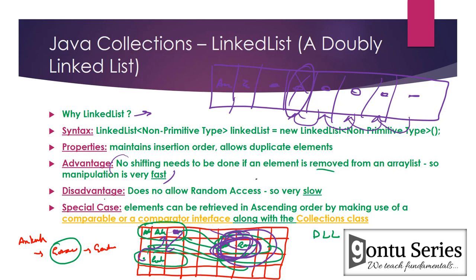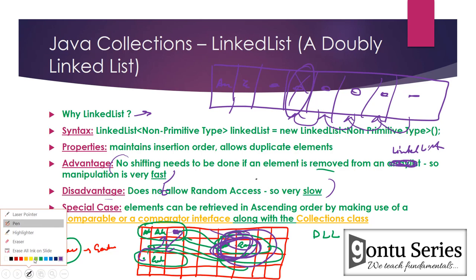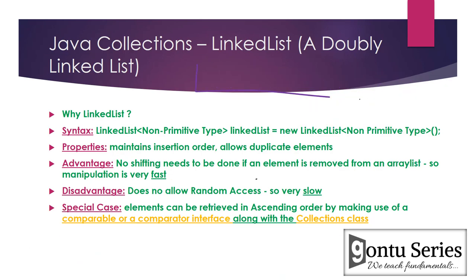Now what does this mean? Disadvantage: does not allow random access, so very slow. This is a linked list. What does it mean? It means if you have a linked list and there are 1 billion elements stored, and you have to access an element which is stored at the 1 lakh position, what would you do?